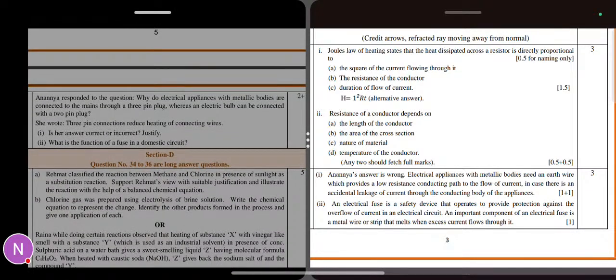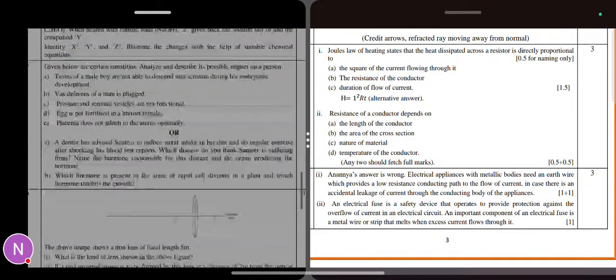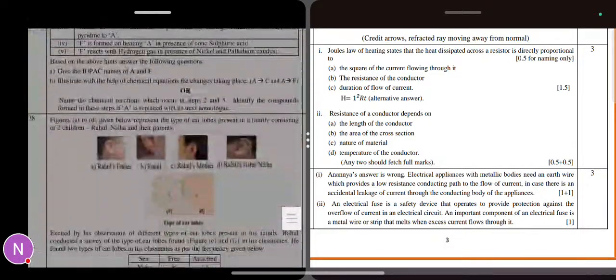Next here, Section D. 3 questions they will ask, each question 5 marks. Here 3 questions.